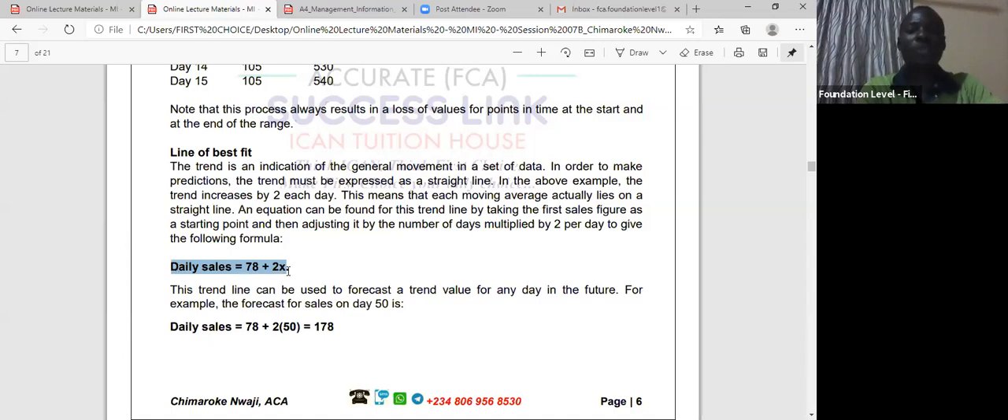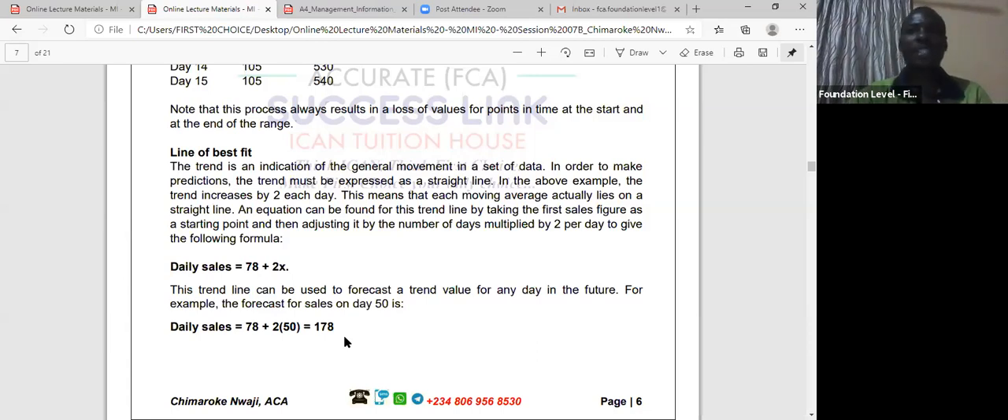So we can now use this to forecast. And we said we want to forecast for day 50. What would that be? And we said it's 178. Fine. Now, this is one way in which we make forecasts. We said we make forecasts using the trend line.